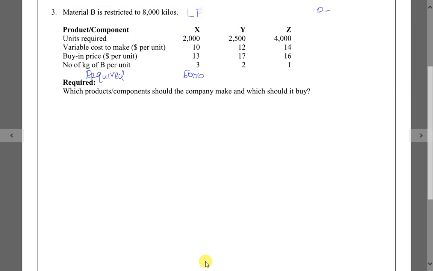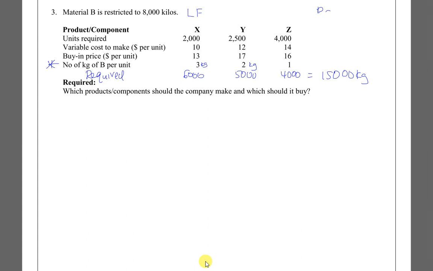Number of kg of B per unit, 2 kg. 2005 will be 5,000 and 4,000 kg. Total required to produce X, Y, and Z will be 15 kilo. But available is only 8. So I have a shortage. So proven, this is our limiting factor. So material B is our limiting factor.